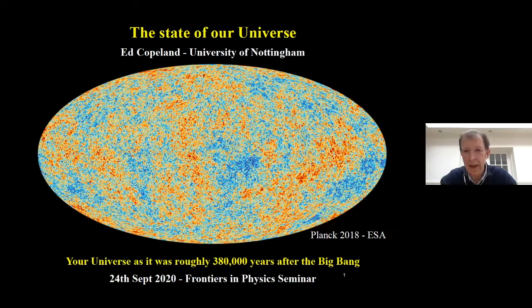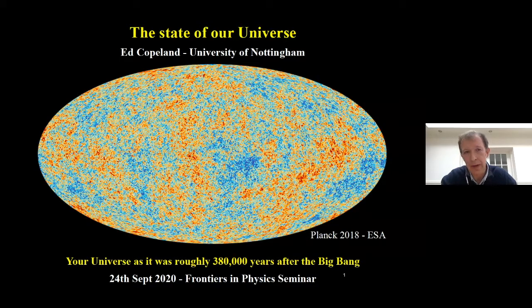And what you're seeing here in these orange and blue spots are slight ripples, slight fluctuations in temperature of about 10 to the minus 5 Kelvin, above or below the mean temperature of about 2.7 Kelvin, which is what our background radiation is. And this is going to play a big role.